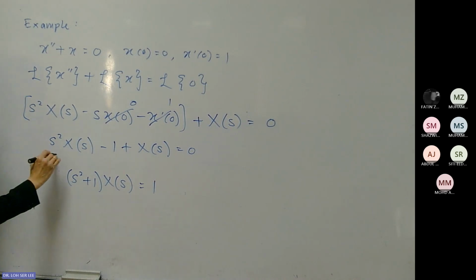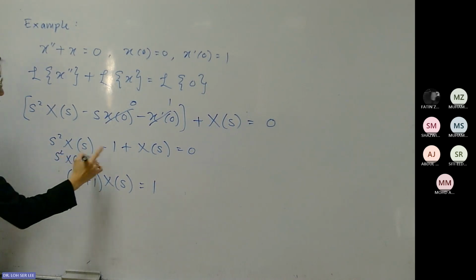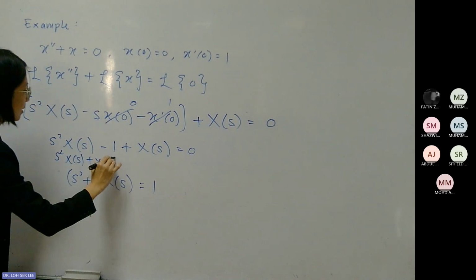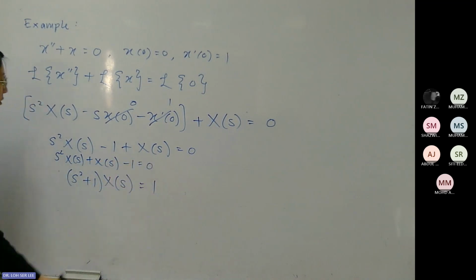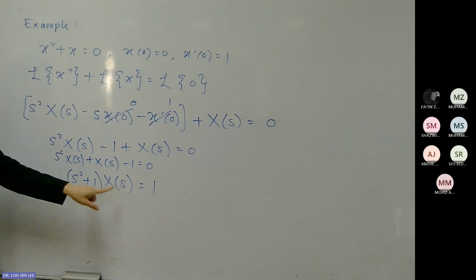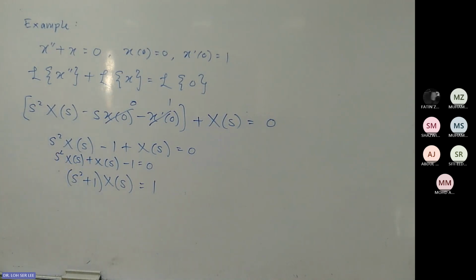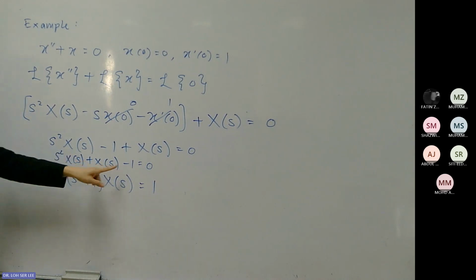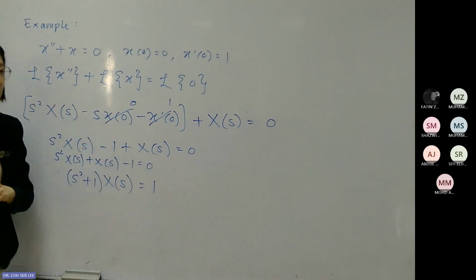From here, this is s squared xs plus xs minus 1 equals 0. So from these two, you factorize the xs, so you have s squared plus 1. Just like x squared y plus y, you factorize the y. Then the one without xs, you just move it to the right.